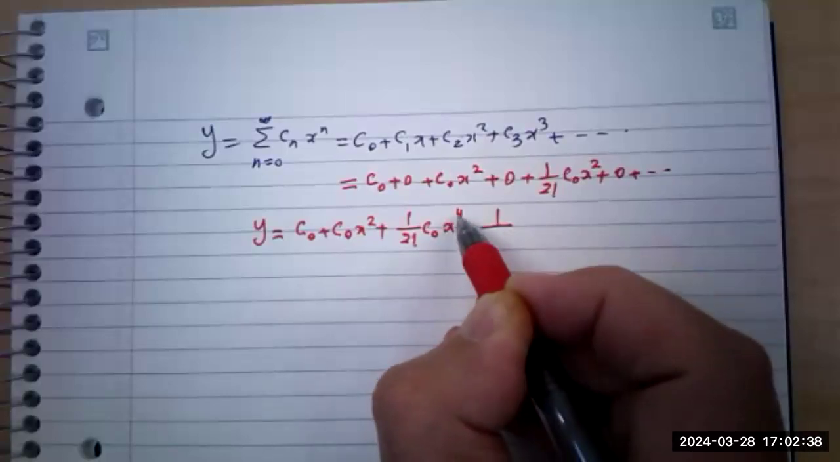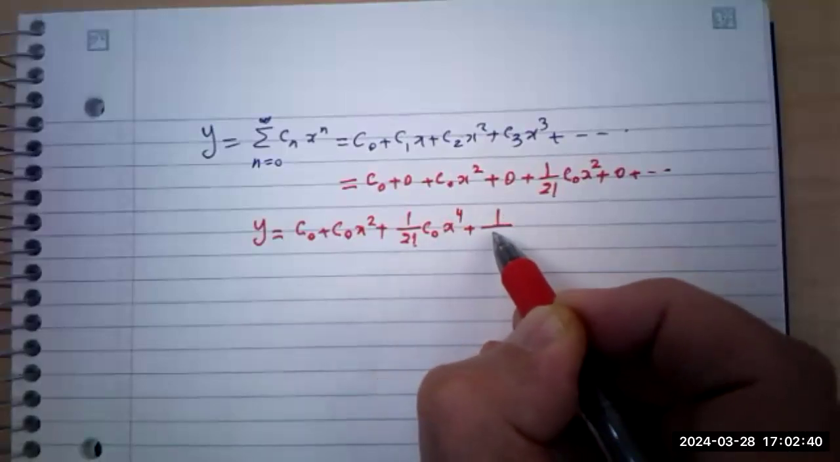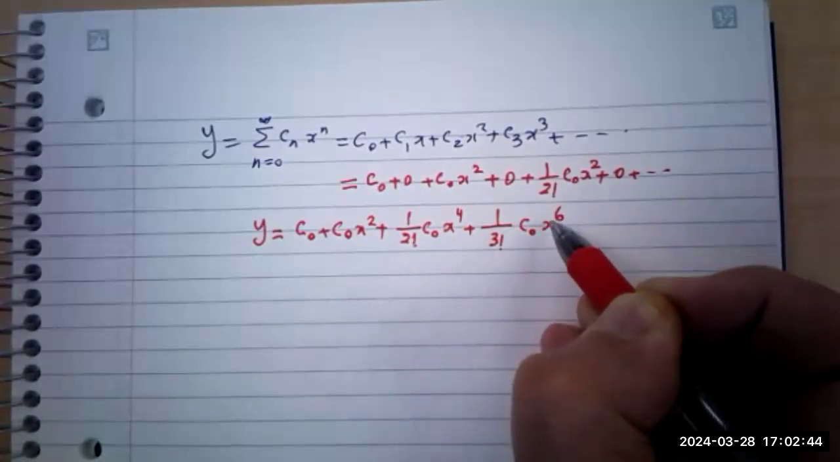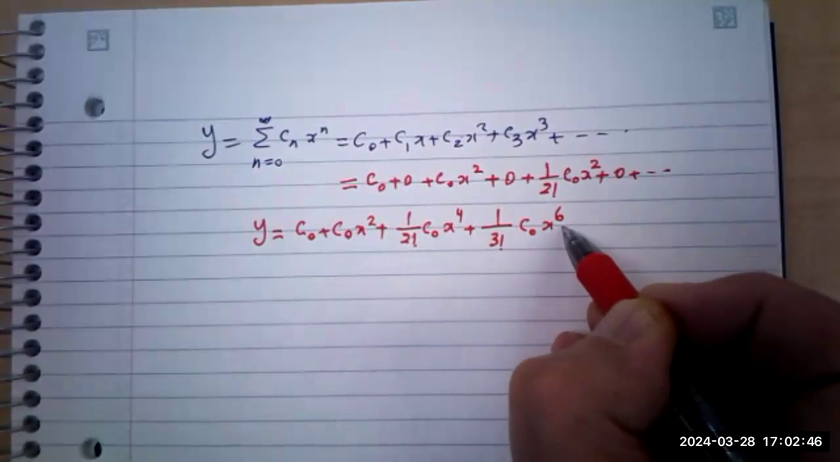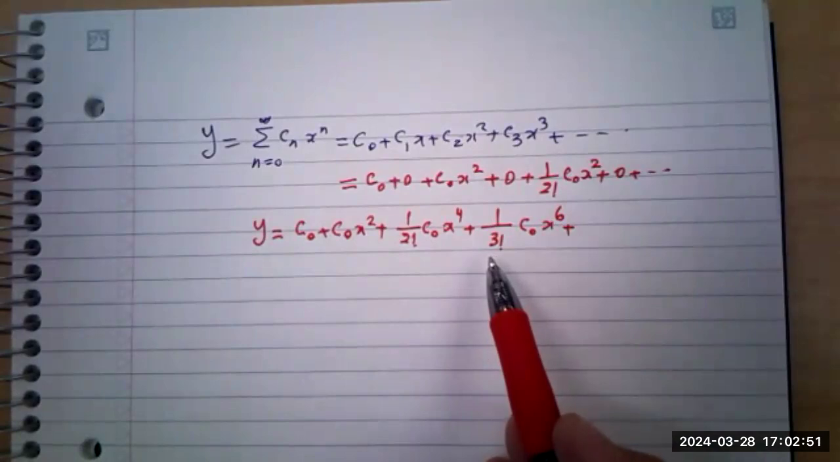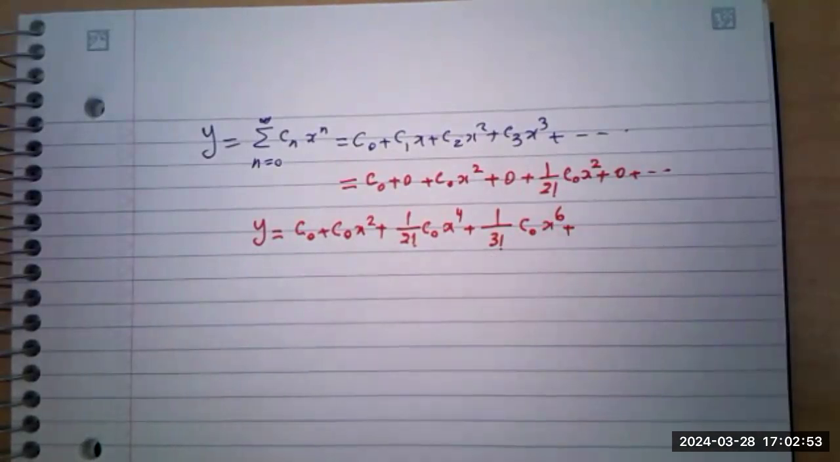Okay, plus, you see that's 4, the other one would be 6. It's going to be 1 over 3 factorial C0 x to the 6. Okay, etc. So that's a 6, 2 times 6. That gives you the factorial over here. Okay, so that's a 4, 6.